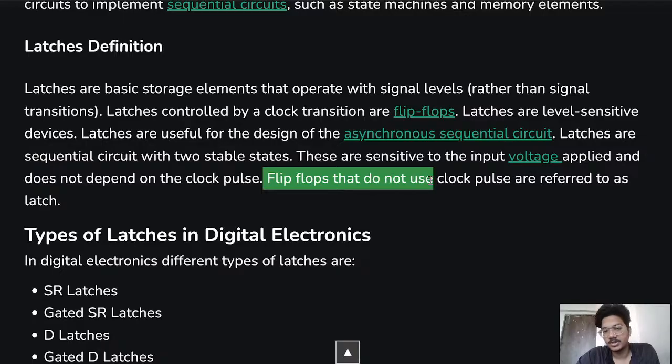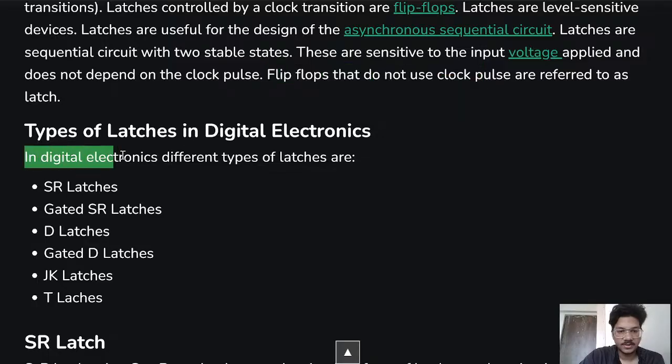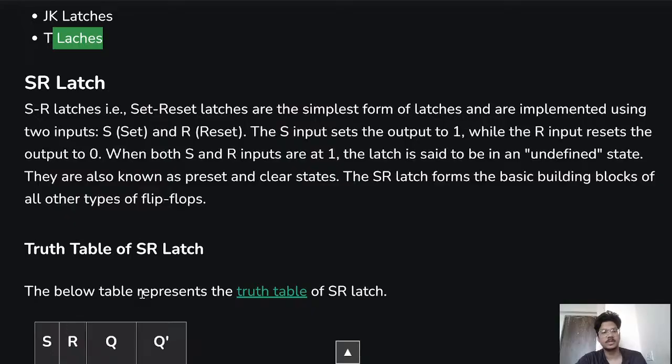A flip-flop that does not use a clock pulse is known as a latch. So how many types of latches are there in digital electronics? There are different types of latches: SR latch, gated SR latch, D latch, JK latch, and T latch.